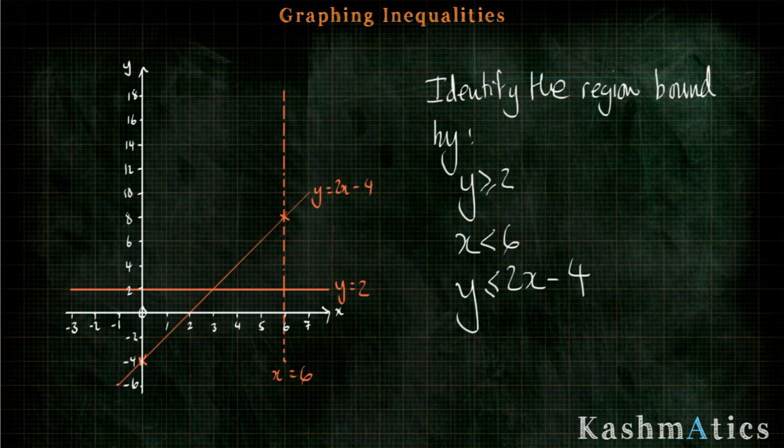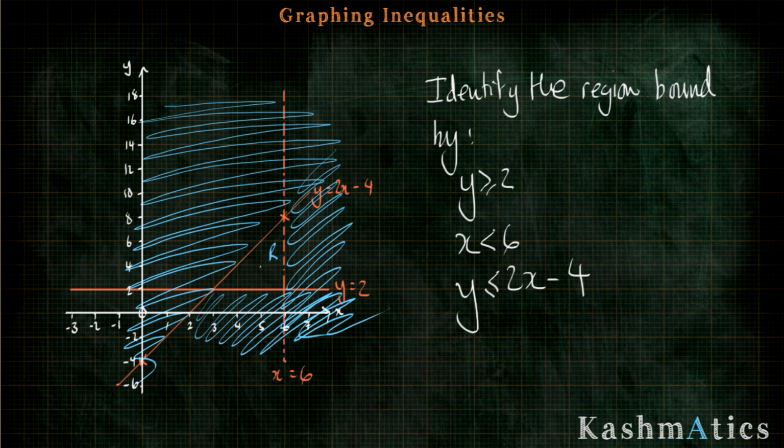And what I'm going to do now is make sure I shade the right regions. So what I've done here is I've shaded out the bits I don't want. So that region R is the region that is described or identified using these 3 inequalities.